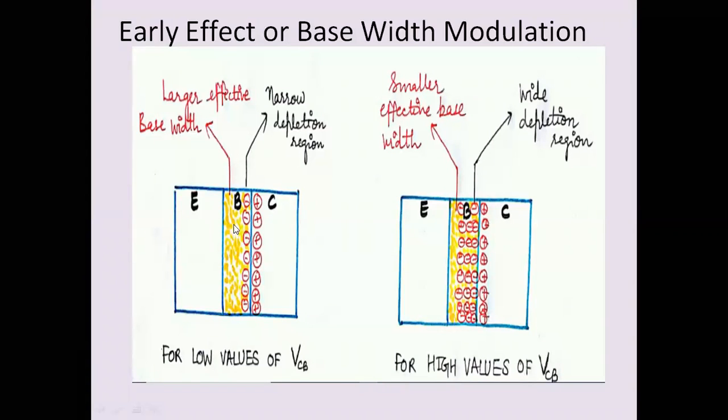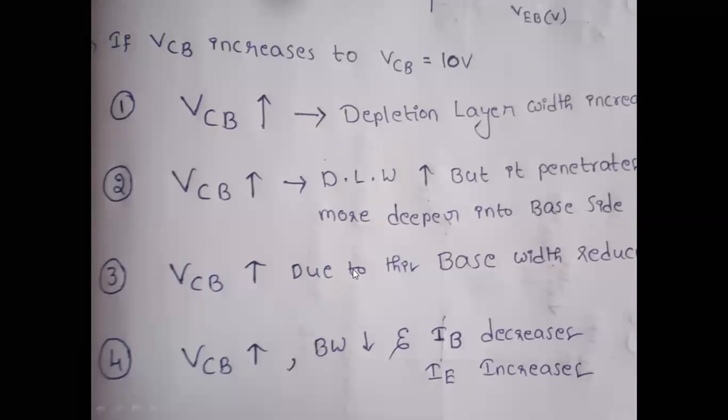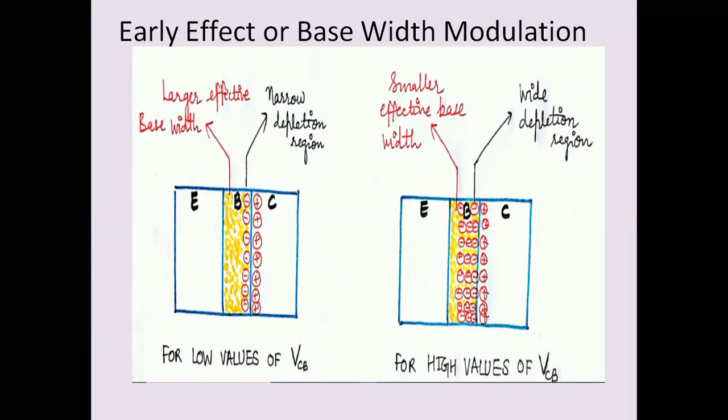That means base width is nothing but whatever width remains without the depletion layer. Here the yellow dots are representing the actual base width without depletion layer. Here the yellow dots are very, very less. Now what happens if the actual base width is reduced? If the base is having more depletion region, and the base width reduces, then automatically the electrons which are coming from here cross this junction which is present from emitter to base. They cross from emitter to base.